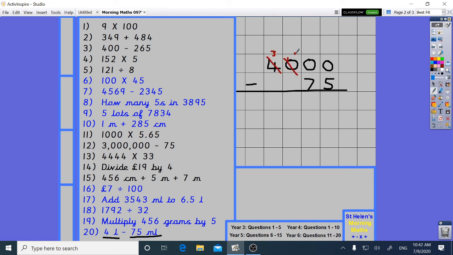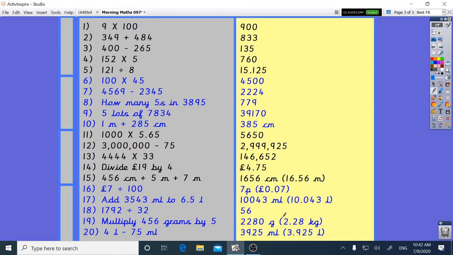I don't need to tell year 6 how to do all this subtraction work. 3,925 millilitres, that's the answer. If you wanted to do it in litres, it's 3.925 litres because you divide it by 1,000, because there are 1,000 millilitres in a litre. Let's look at the answers. Last one was scored 3,925.